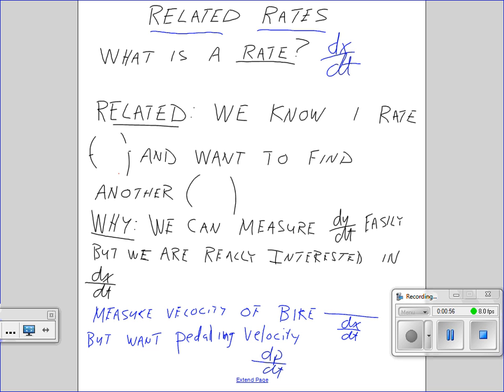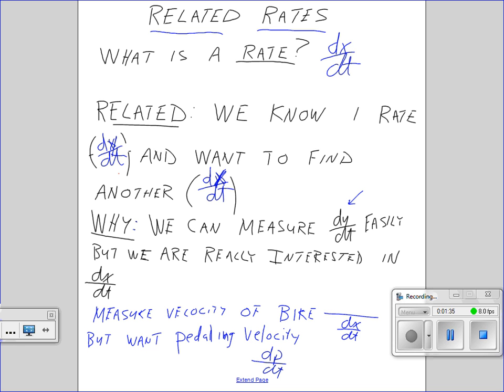Related means we know one rate, so the problem is going to give you one rate. Say they tell you we know what dx dt is, we might be able to measure that. But we want to find out another rate. We're really more interested in dy dt. Or maybe we can measure dy dt easily, but we're interested in dx dt.